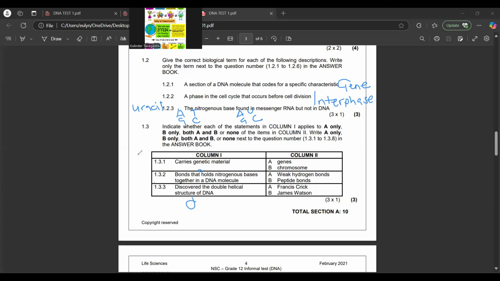Okay, so let's start with 1.3.1. Genetic material carries genetic materials. So what carries a genetic material? We have the gene there is A. Then what about chromosome? Because a gene, let's go on to explanation about a gene. A gene is a segment of chromosome. So our answer here becomes both.